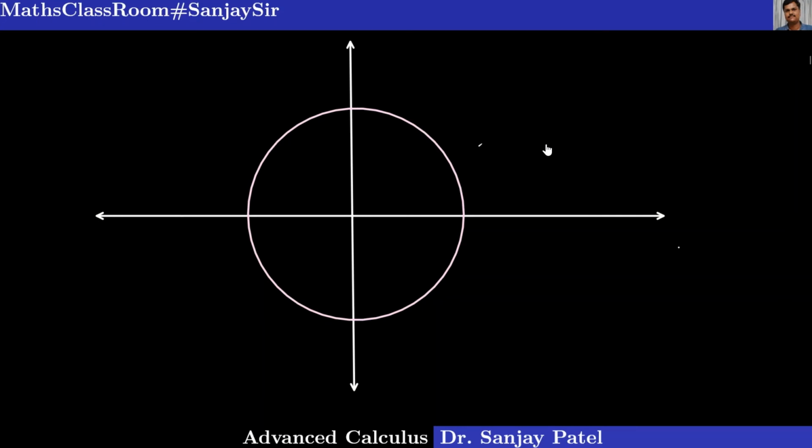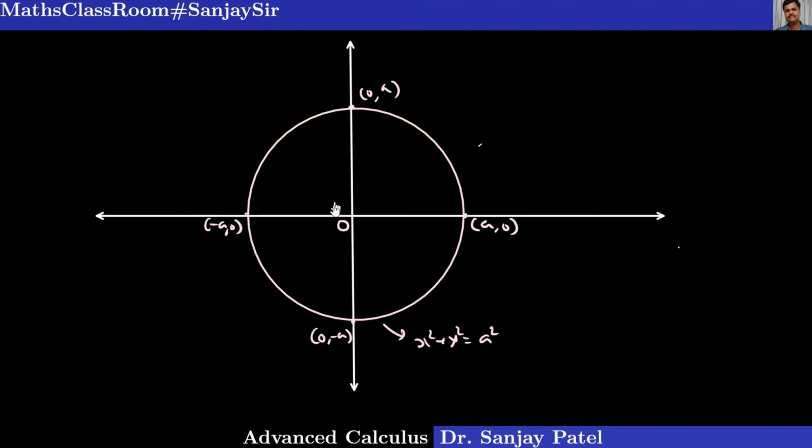And the other curve is the ellipse. But first of all, let me write down the points of intersection. It is a circle with center (0, 0), that is origin, and radius is a. Its equation is x square plus y square is equal to a square. So this point is (a, 0). This point is (minus a, 0). This is (0, a), and this is (0, minus a).